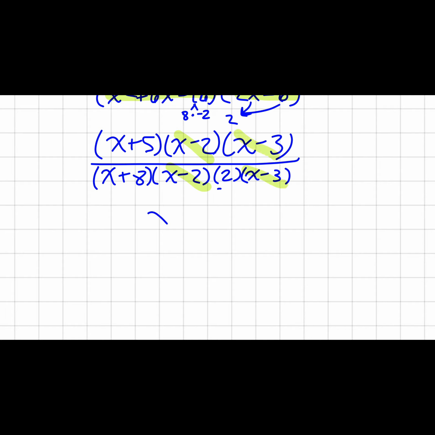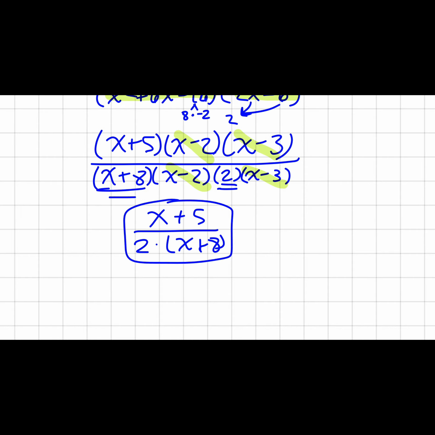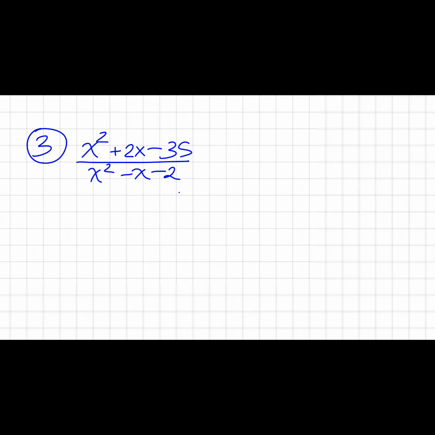So what we're left with is x plus 5 over 2 times x plus 8. So here's the 2, here's the x plus 8. I would have accepted this as your final answer. If you went the further step, you would have ended up with 2x plus 16.